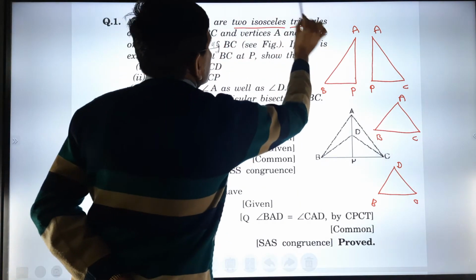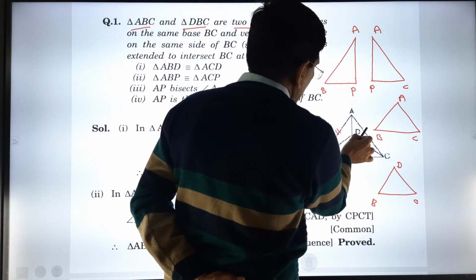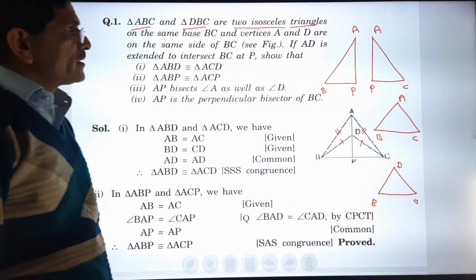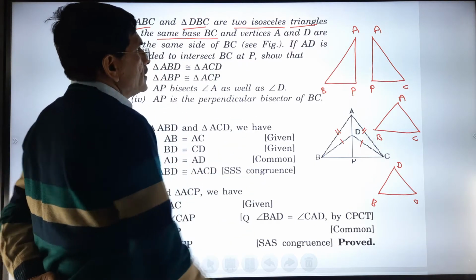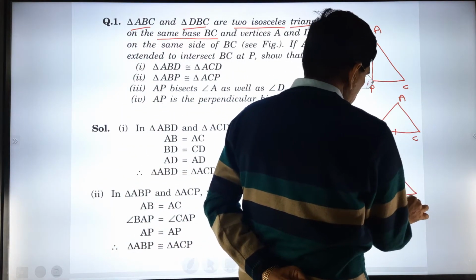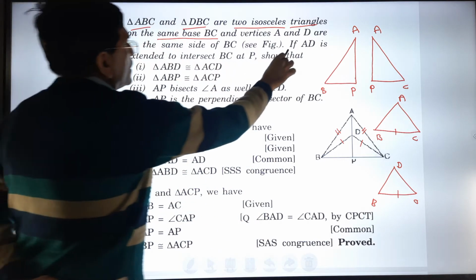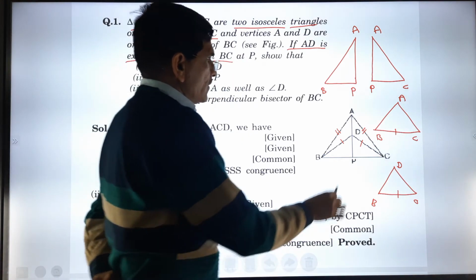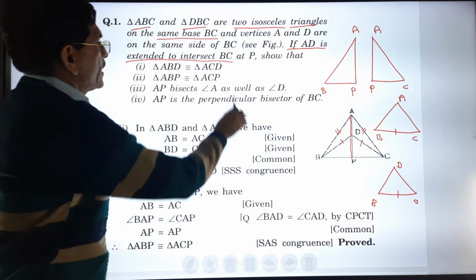With an isosceles triangle, it means these two sides are equal, and here it is equal too. Isosceles triangles with the same base BC. Here again the same base BC. On the same base BC, if AD is extended to intersect BC, if I extend this AD to BC, it will intersect at P.